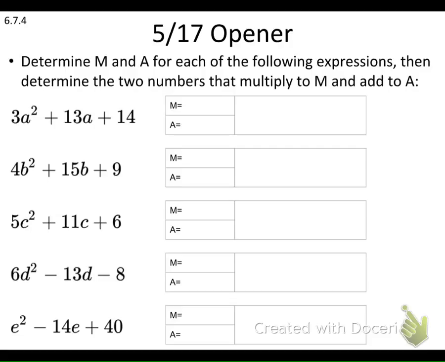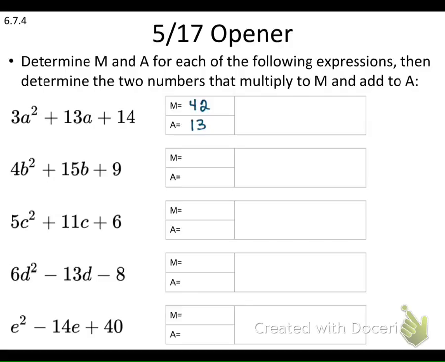Can somebody tell me how I find my M? Kelsey. What do you do with them? Good. So you're going to multiply your first coefficient times your third coefficient. When I say coefficient, what does that mean? Just the numbers. Don't include the variables. So when you take 3 times 14, Kelsey, what did you get? 42. Okay. And then what is your A? 13. And how did you find that? Your second coefficient. Yes.